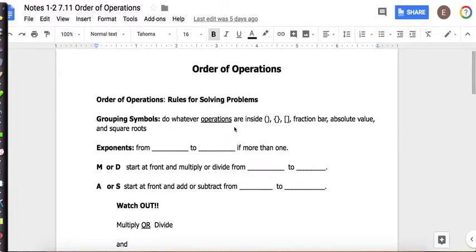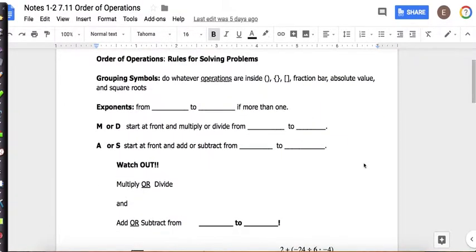To my video on order of operations. So we use order of operations to solve expressions.